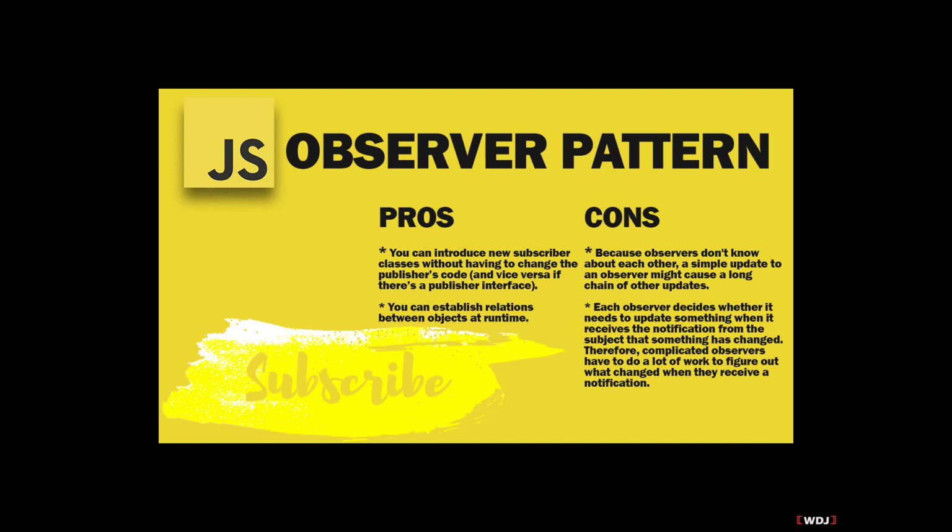And also each observer decides whether it needs to update something when it receives a notification from the subject that something has changed. Therefore, complicated observers have to do a lot of work to figure out what changed when they receive a notification. And yes, that is true. Right now, we did create a very simple observer pattern code, and it doesn't really do anything. It just notifies everybody about that stuff.